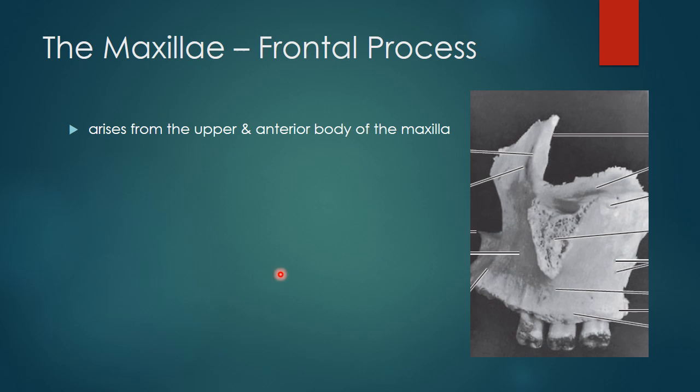The frontal process, or the nasal process, of the maxilla arises from the upper and anterior body of the maxilla. It's here. Part of this process is formed by the upward continuation of the infraorbital margin medially. Its edge articulates with the nasal bone. Superiorly, the process articulates with the frontal bone. The medial surface of the frontal process forms part of the lateral wall of the nasal cavity.